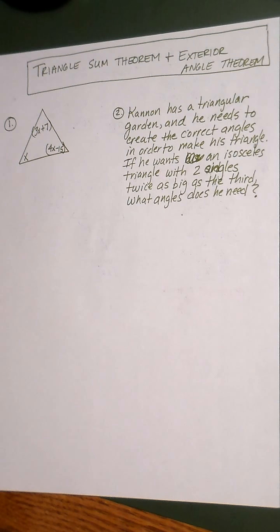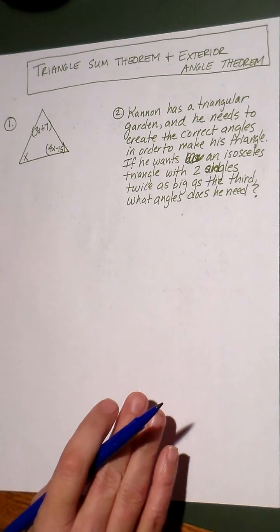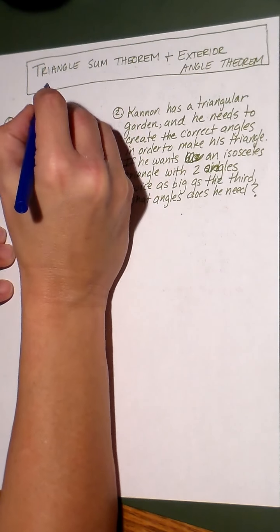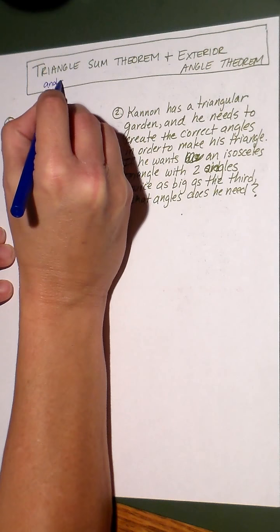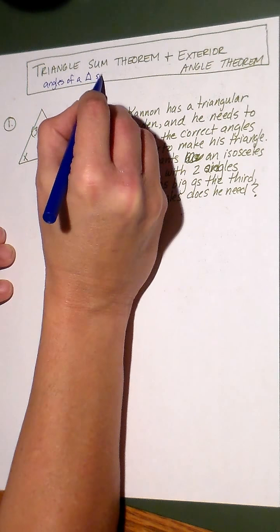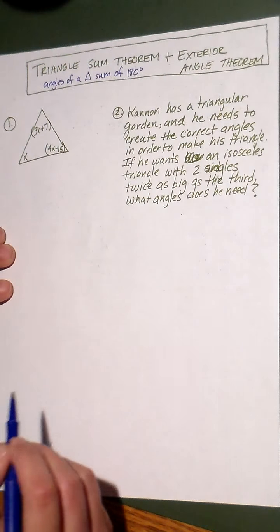Okay, in this one we are looking at the triangle sum theorem and the exterior angle theorem. So we're going to look at two different things here. First one is the triangle sum theorem. The triangle sum theorem says the angles of a triangle have a sum of 180. So they're always going to add to 180 degrees.